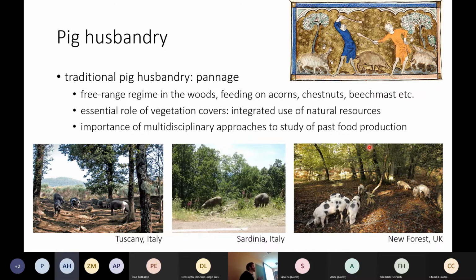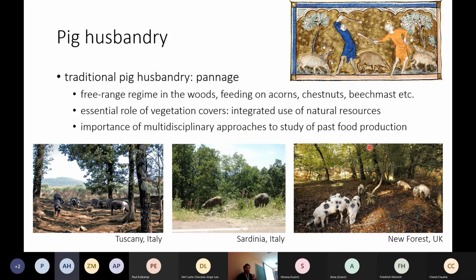And this importance of tree cover for the survival and the thriving of pig populations is very much reflected in the traditional, let's say, pig husbandry practices that developed in temperate regions like Europe, for example. Here, pigs were often kept free range in the woods to feed on the acorns and chestnuts and whatever else they could find, either seasonally or through quite a prolonged period of time during the year.